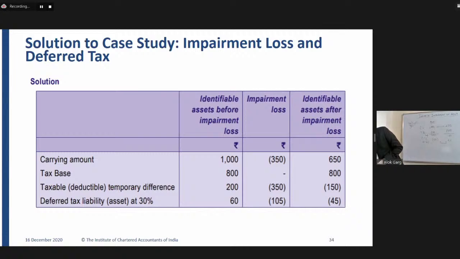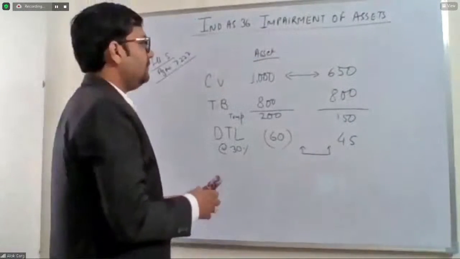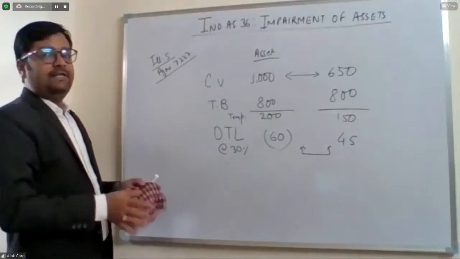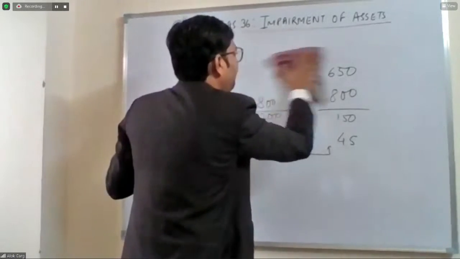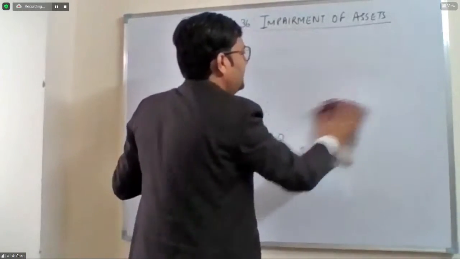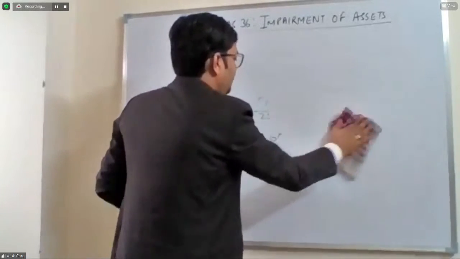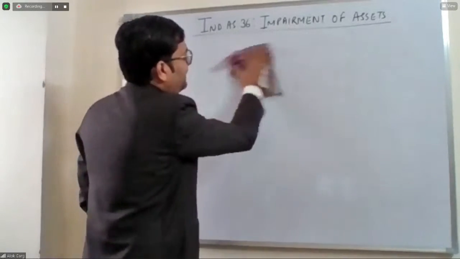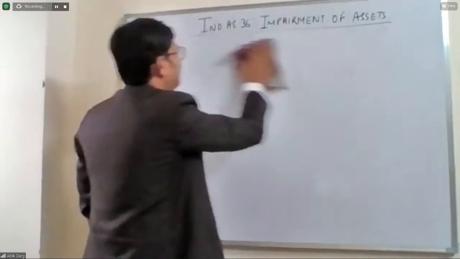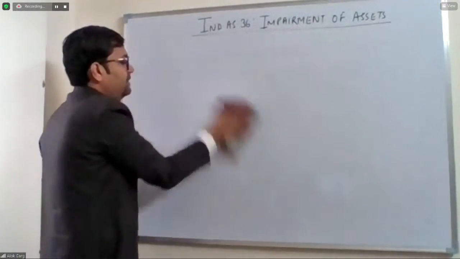Now let's move on to the next concept, a very, very critical and very important concept, which is cash generating unit, CGU. So friends, what is meant by cash generating unit? If you read Ind AS 36 Impairment of Assets, right from the objective part, wherever the word asset is written, the words cash generating unit are also written.